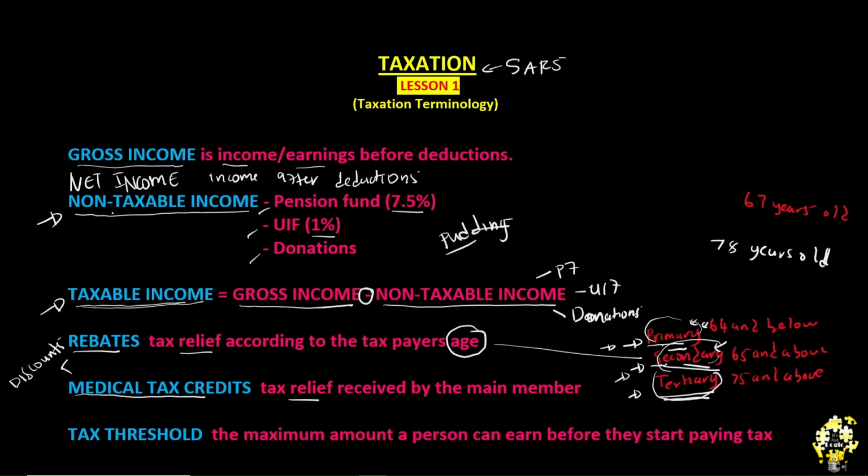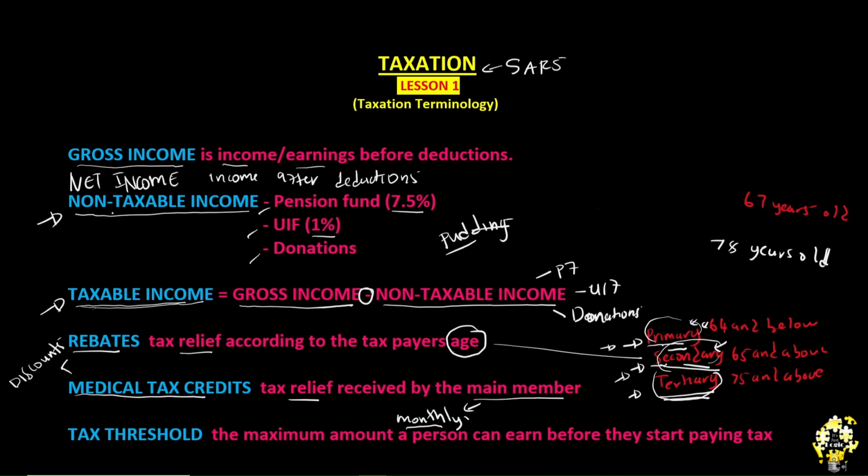Now, the medical tax credits, we say that this is tax relief received by the main member. So the particular individual who is contributing to the medical, that is the person who gets this tax relief or who gets this discount. Usually they come monthly. You will see when we go to the taxation table. Usually they are accounted for monthly. So what you would do is that you would have to understand the fact that if you have to account for a medical tax credit, don't forget that they are monthly.